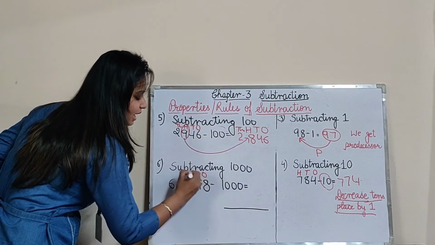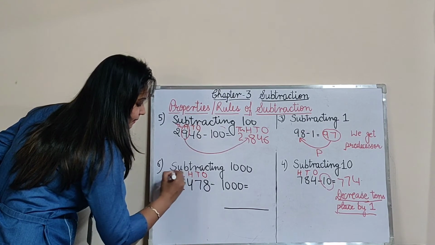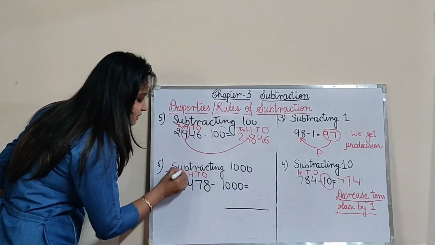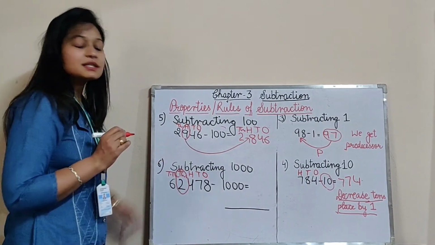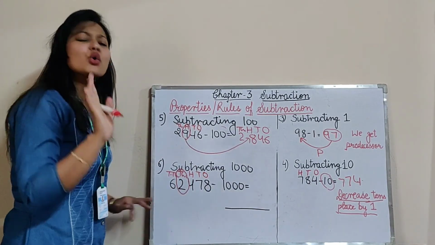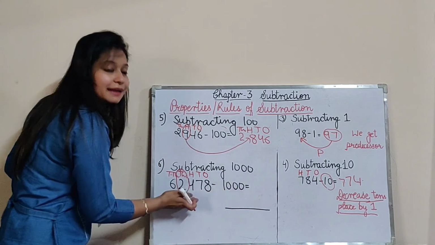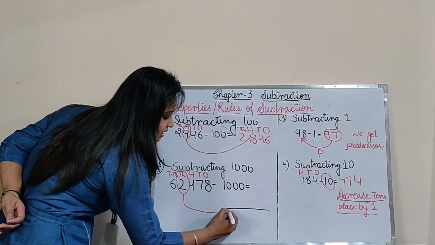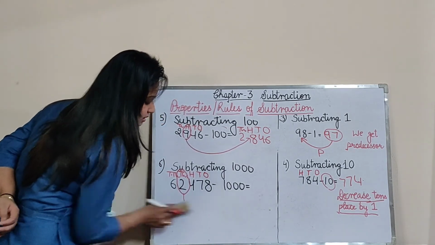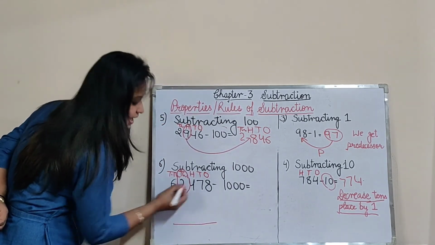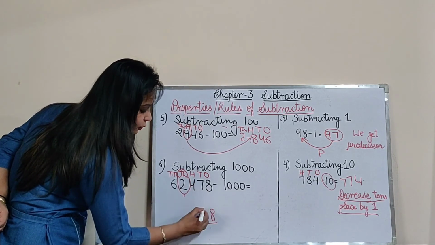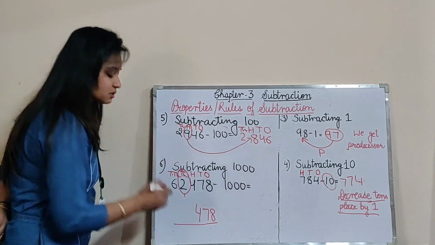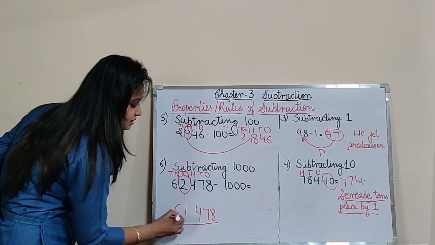Simple thing would be to write the places. Now subtracting 1000 means we have to decrease the thousands place by 1. Only 1, because the rest 3 are zeros, and if we minus them it would not make any difference. So simply we will change this place. This number would be the same, 7 would be the same, 4 would be the same. Only 2 we will do minus 1. 2 minus 1 is 1, and here 6 is the same.